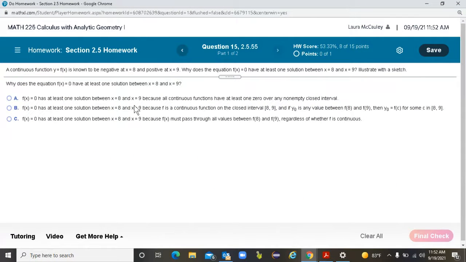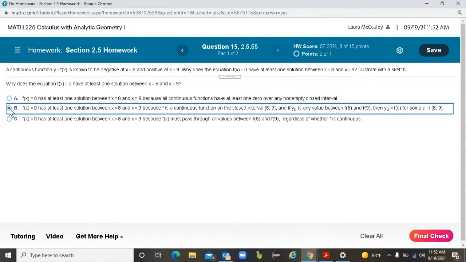It says it has at least one solution because all continuous functions have at least one 0. No. It has at least one between 8 and 9 because it's continuous on the closed interval, and if this is any value between f of 8 and f of 9, so in our case the 0, then there's a place c between 8 and 9 such that f of c is equal to your value. That is perfect.